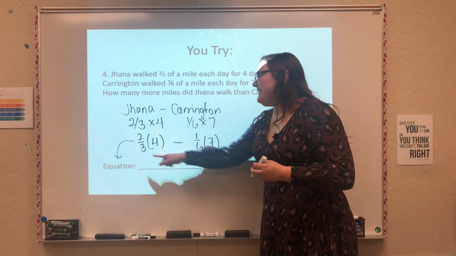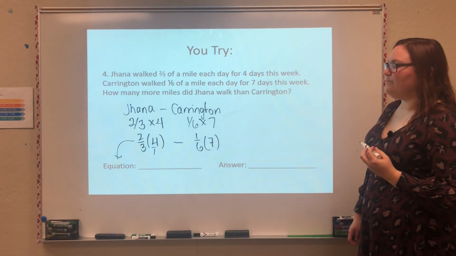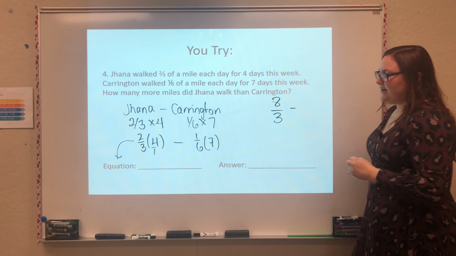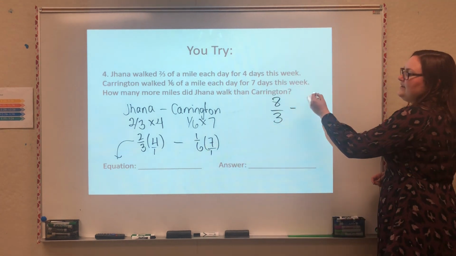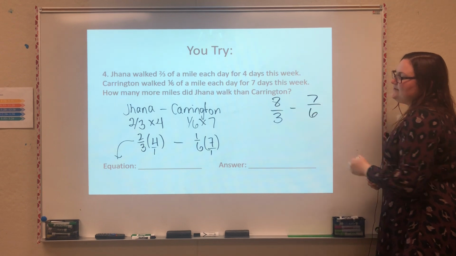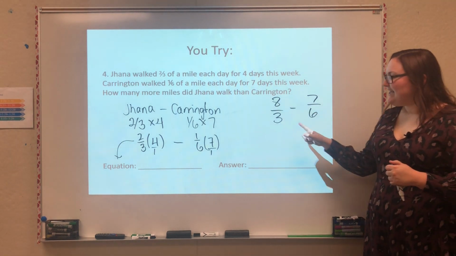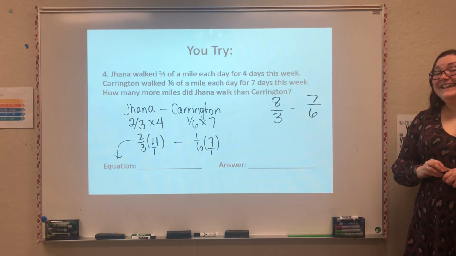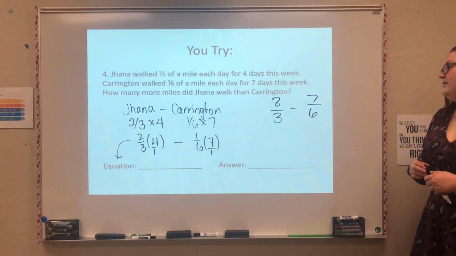When we multiply here, remember you're going to want to think of that 4 as 4 over 1. So when you multiply that, you end up with 8/3. We're going to subtract 1/6 times 7 over 1. So that is 7/6. One of the things we learned about adding and subtracting fractions is those denominators need to be the same. So right now I can't subtract yet. I'm going to need to change them to have the same denominator.